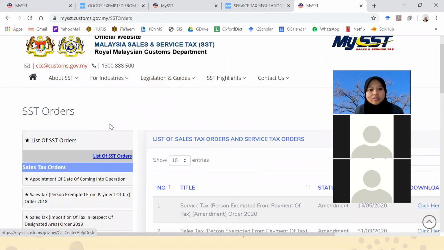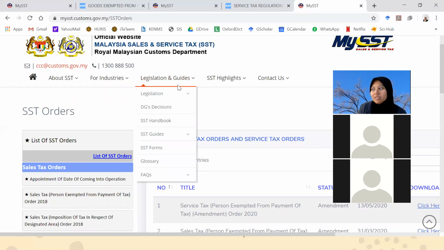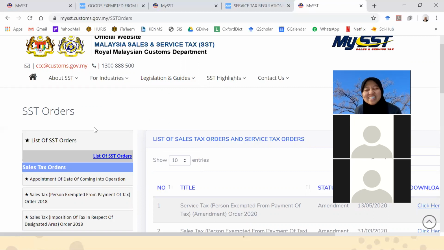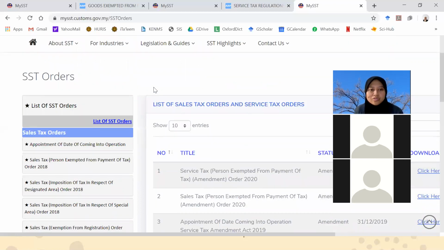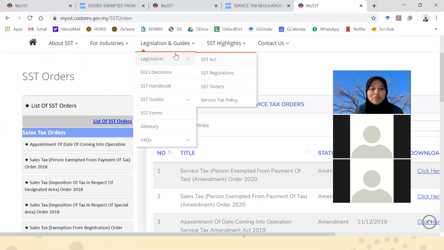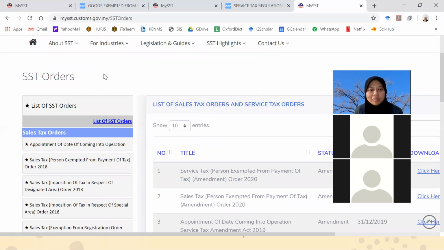So I just want to introduce to you this website. So if you want to know more about sales tax, service tax, you can go to this website. There's a lot of things to be read. Of course, I cannot cover everything because we only have 3 hours today. So what I will cover is basically only the introduction phase, the general things related to SST. But the details you have to get the information from here.